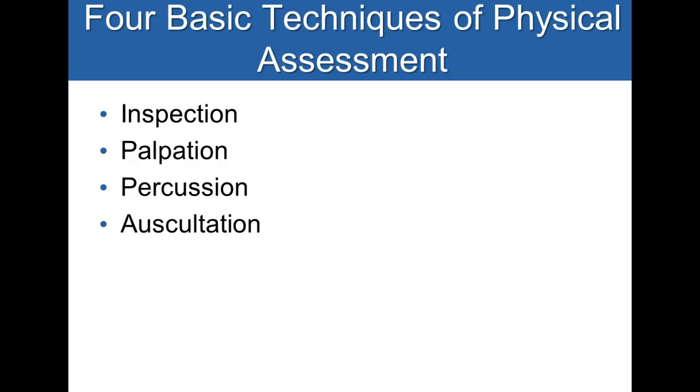There are 4 basic techniques of physical assessment. The first is inspection, which is a systematic observation. You're looking at color, shape, size, symmetry, body movements. Palpation, that's assessing through touch. You're palpating, you're touching. Percussion, tapping on body structures to produce specific tones that you're then listening for. And auscultation, listening to sounds produced by the body. Often you'll be doing that with a stethoscope.